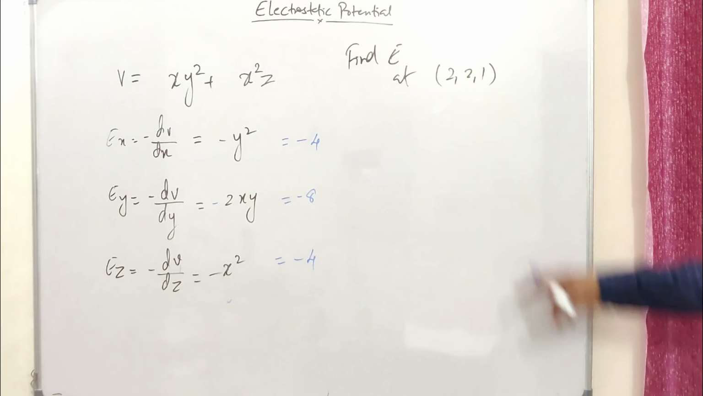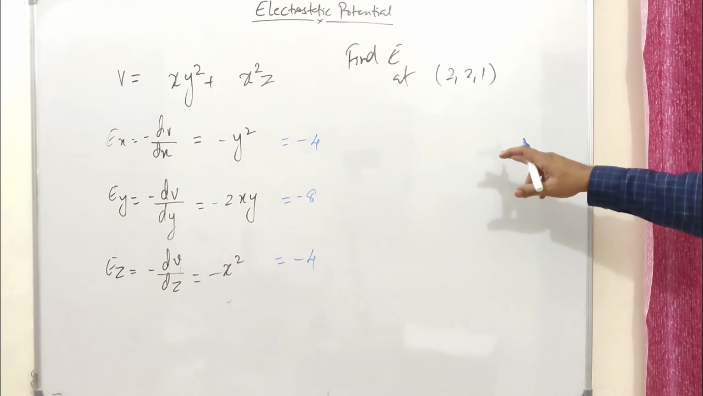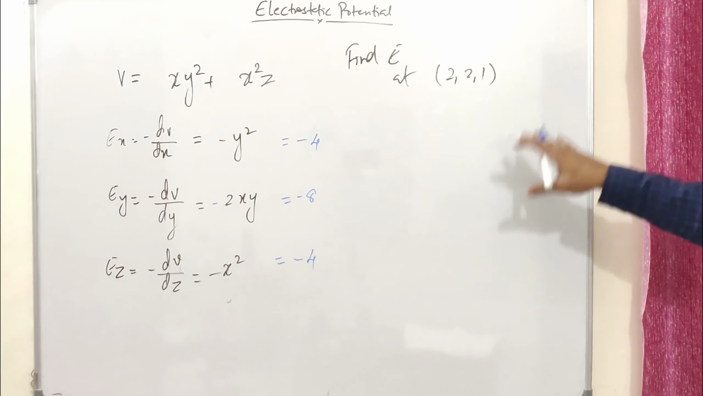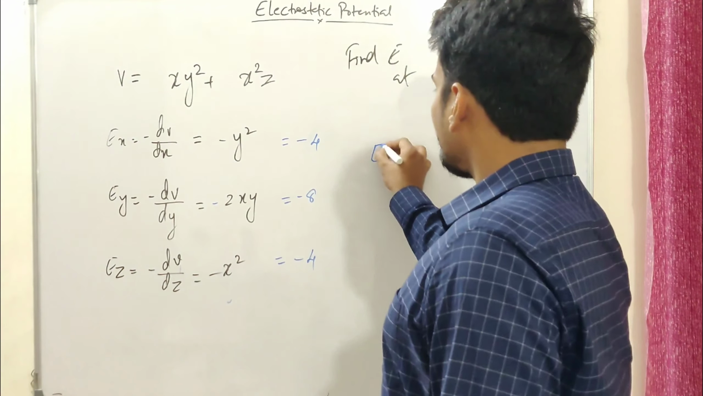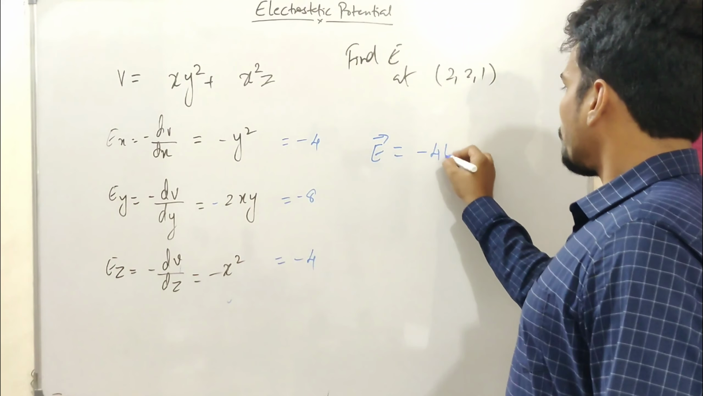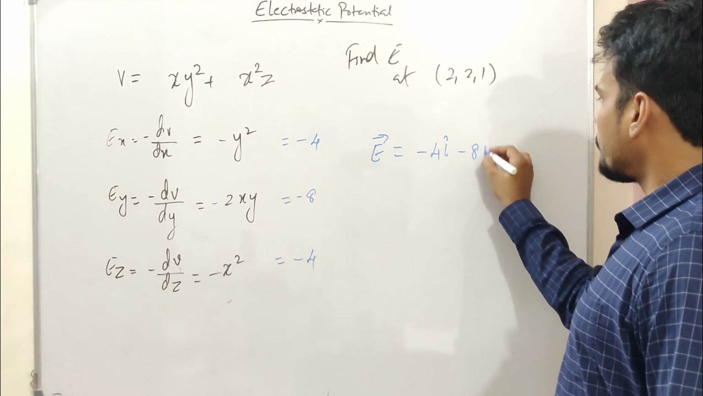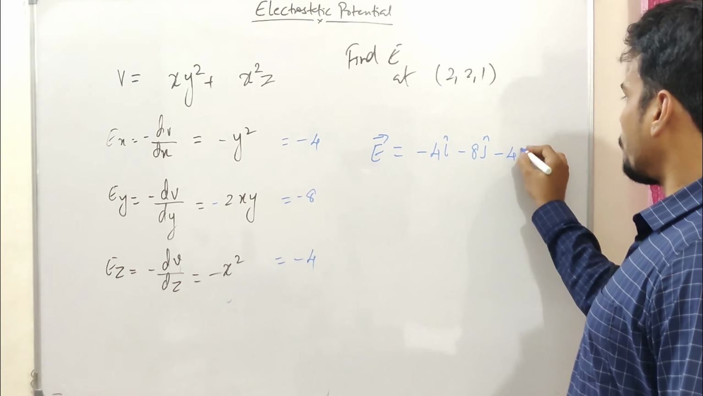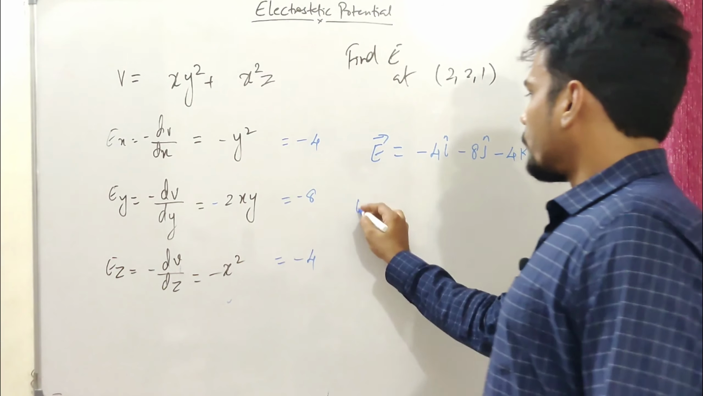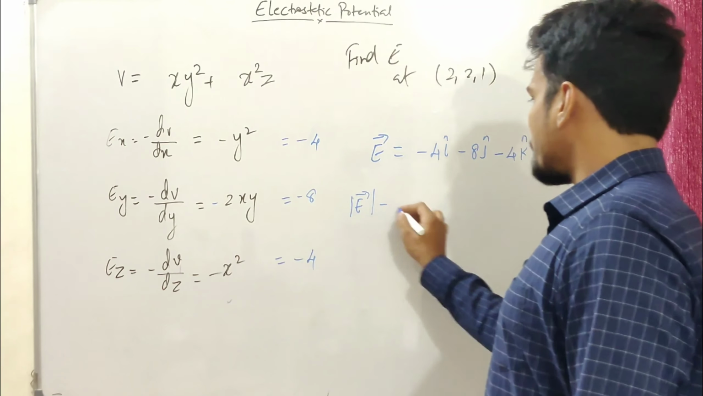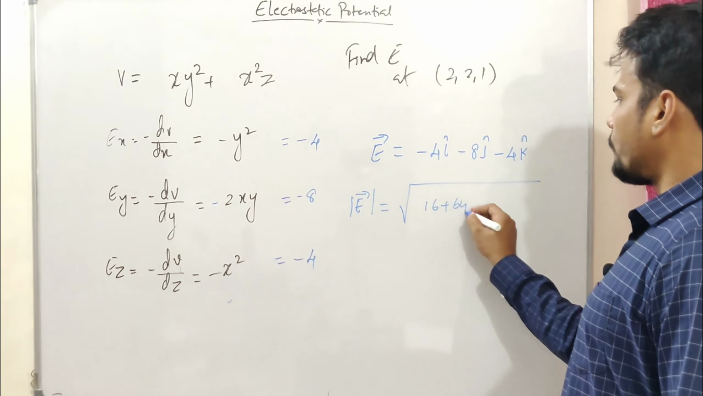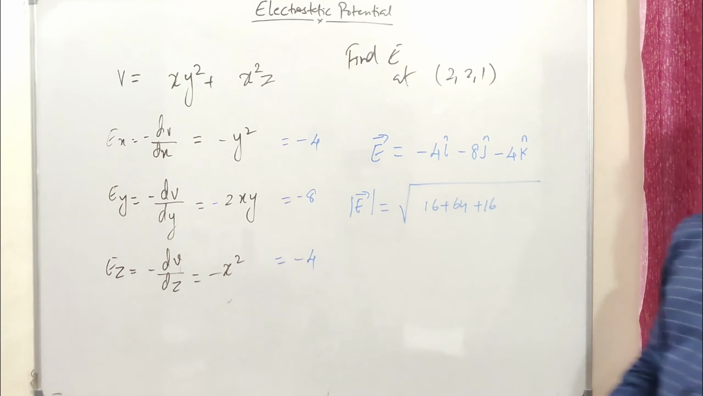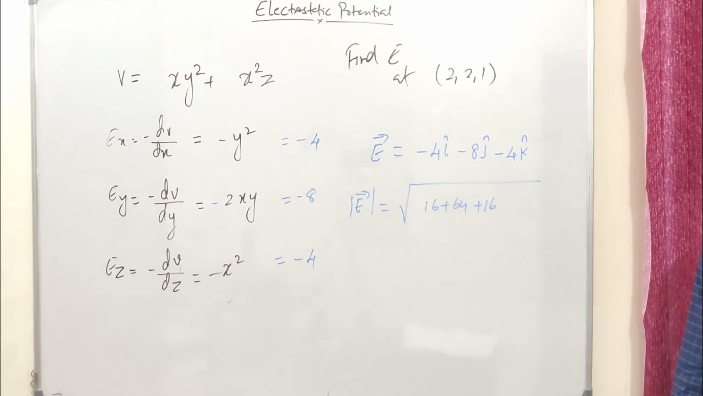Now I'm going to represent this with the i, j and k unit vectors. So the net electric field E should be minus 4 i cap minus 8 j cap minus 4 k cap. And if I want to find the magnitude of this electric field, simple, I'm going to take 4 square 16 plus 64 plus 16, and whatever comes will be your answer. I'm sure you guys have understood this.